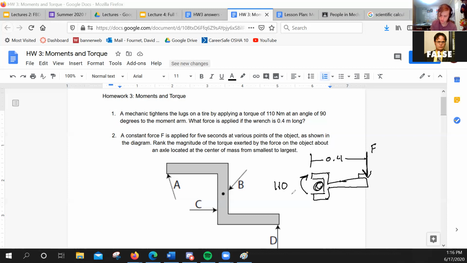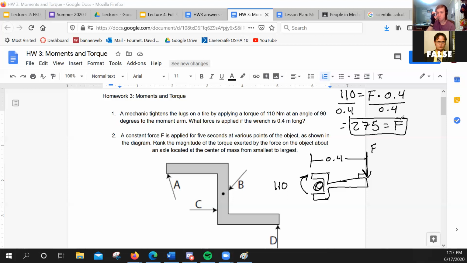So yes, what we'd do is we'd say our torque is 110, which will equal our force times our distance, which is 0.4. And then basically we're just going to divide both sides by 0.4, which equals some number. It is 110 divided by 0.4. 275. Yep. So that equals F, right? And that is our answer there.